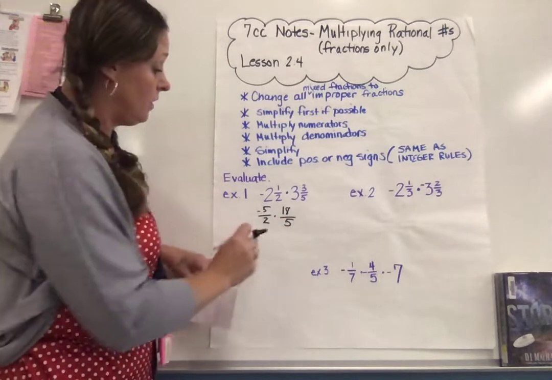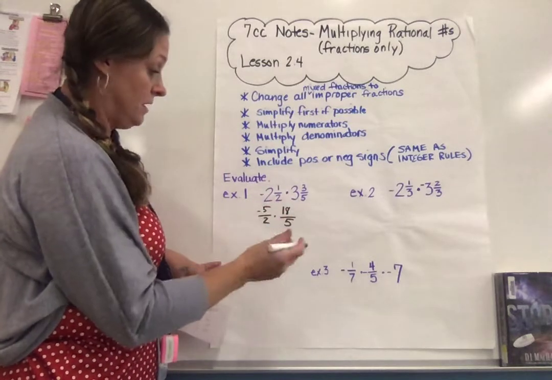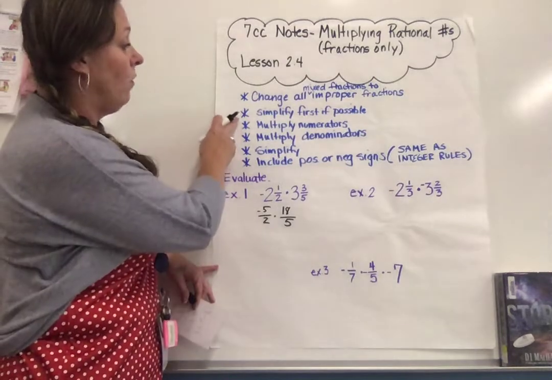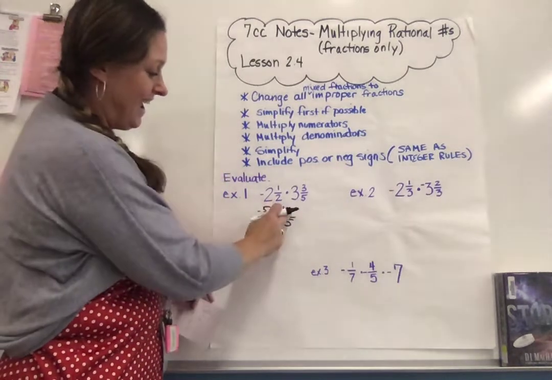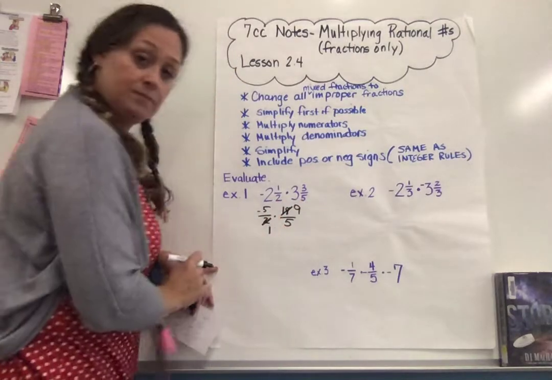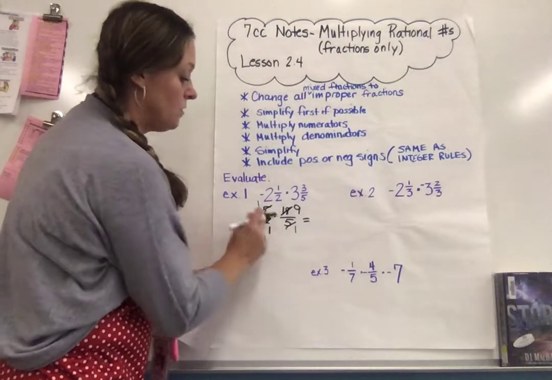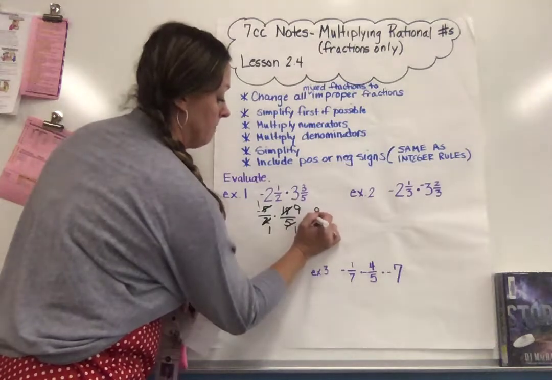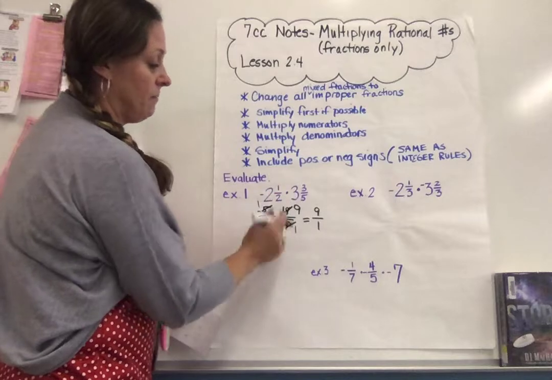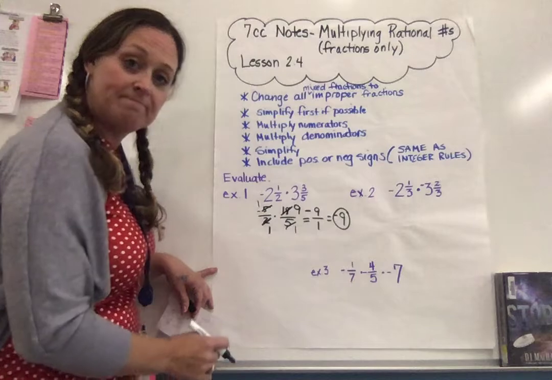Now, there is nothing wrong with multiplying negative 5 times 18 and 2 times 5. The problem is I get into big numbers that are more difficult to multiply. So my goal is to simplify first if possible. 18 divided by 2 is 9. 5 divided by 5 is 1. So now 1 times 9 is 9. 1 times 1 is 1. And then a negative times a positive is a negative. So my simplified answer is negative 9.